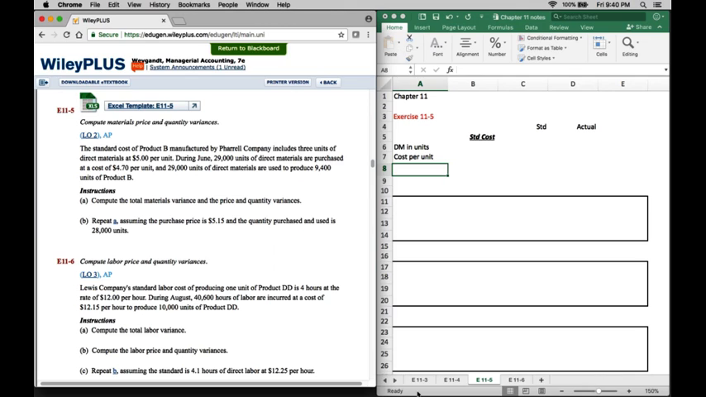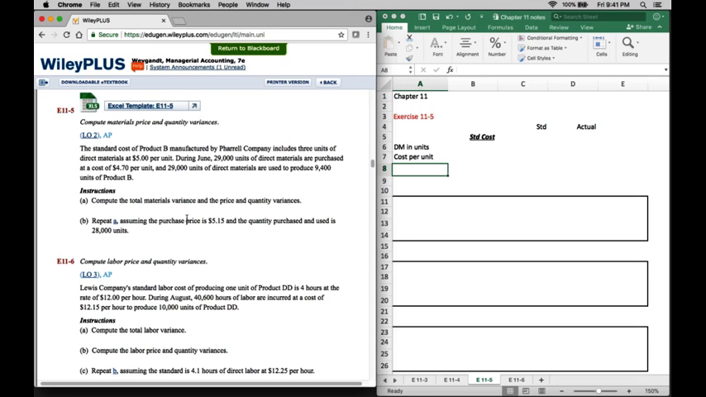In exercise 11-5, we've been told that the standard cost of product B manufactured by Pearl Company includes 3 units of direct material at $5 per unit. During June, 29,000 units of direct material were purchased at a cost of $4.70 per unit, and 29,000 units of direct material were used to produce 9,400 units of product B. So let's see what the budgeted amounts were and what the actual amounts were, and then calculate the variance.